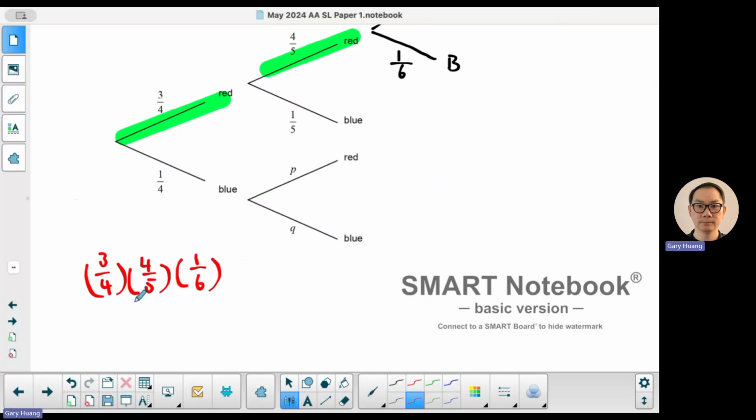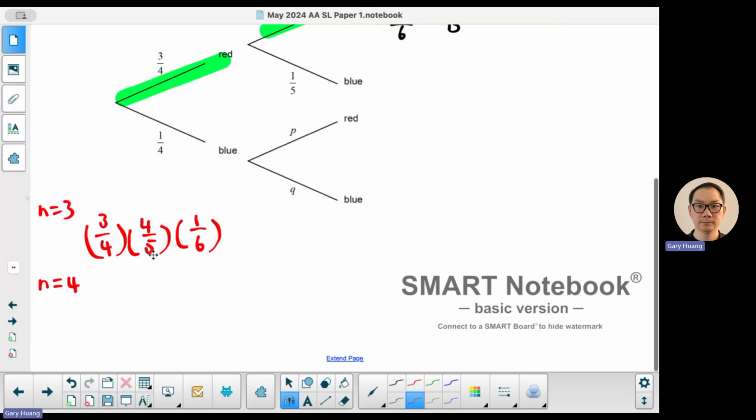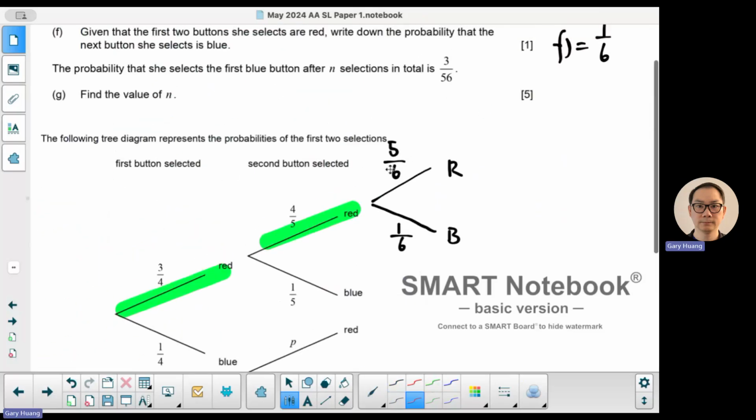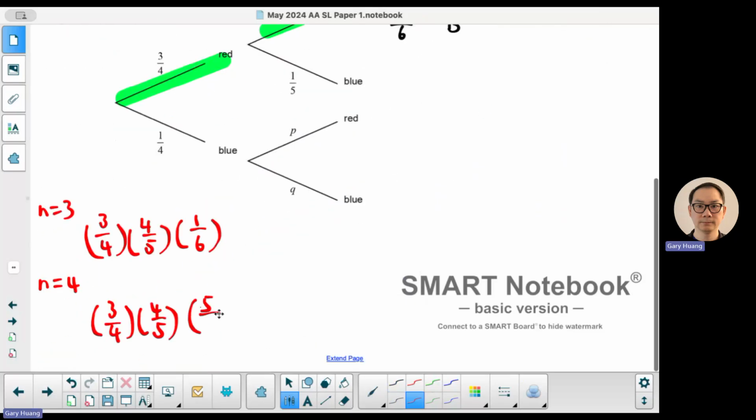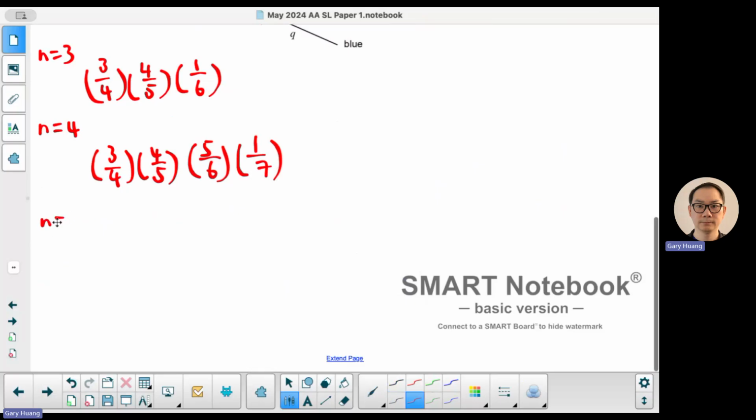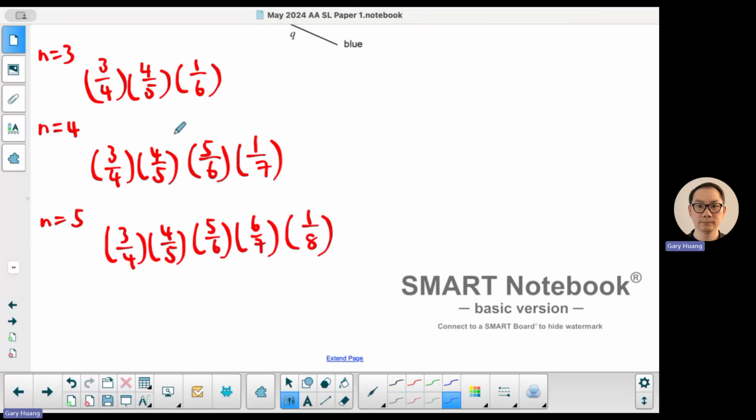If you do the next one, on the third try you are successful. If on the fourth try you are successful, it would be 3, 4, 4, 5, and then 5 over 6, which means now you have 7, and 1 out of the 7 is blue, right? And then the next one, it's going to be 5. So 3 over 4, 4 over 5, 5 over 6, 6 over 7, and you're going to be multiplied by 1 over 8.